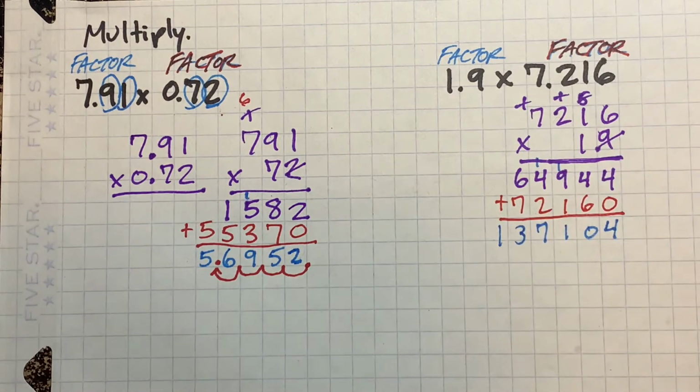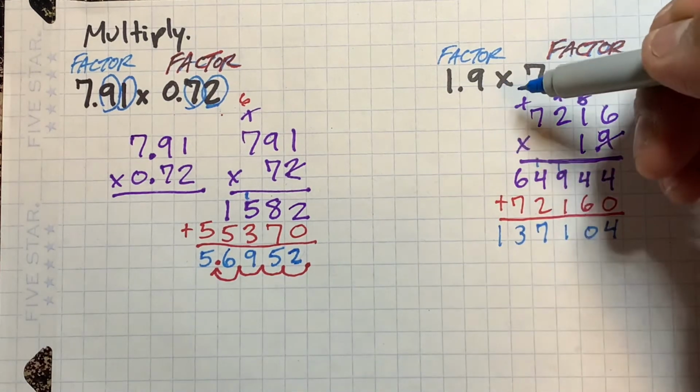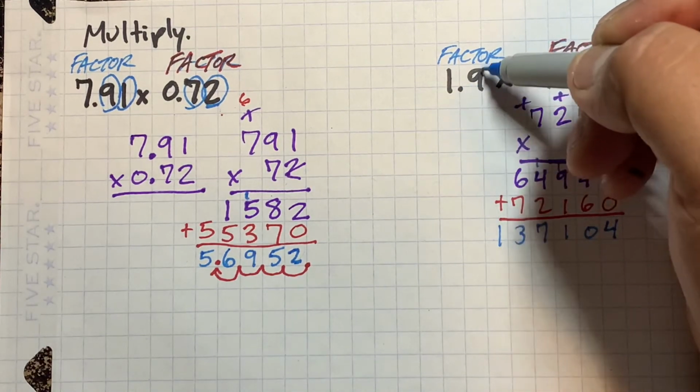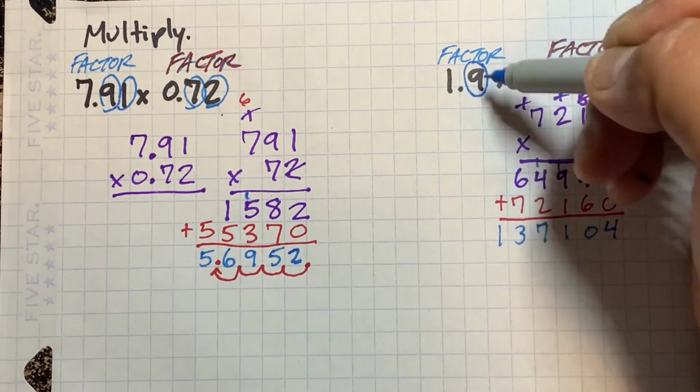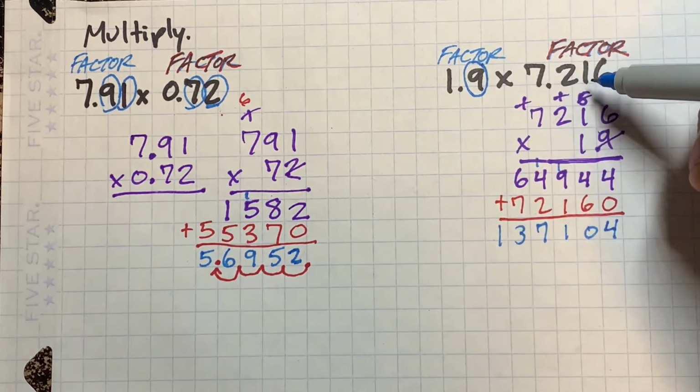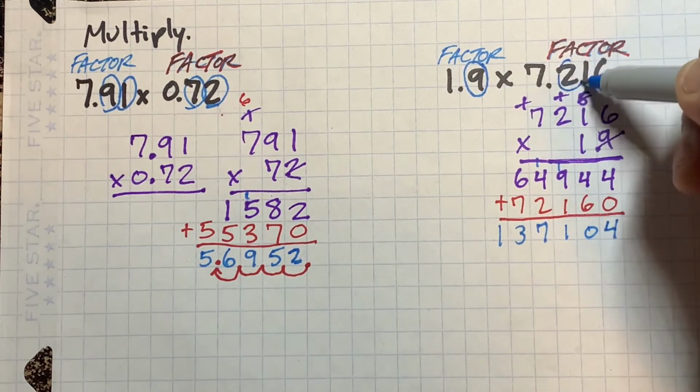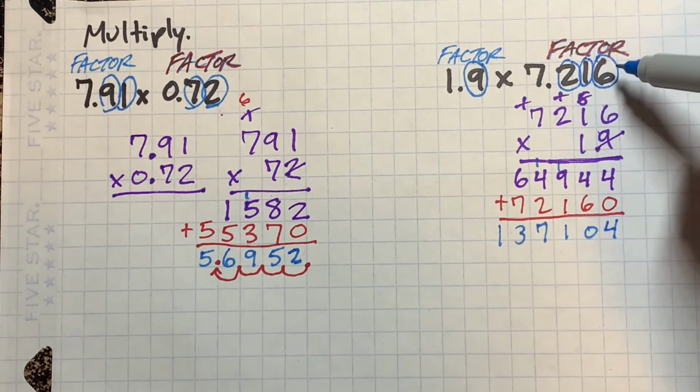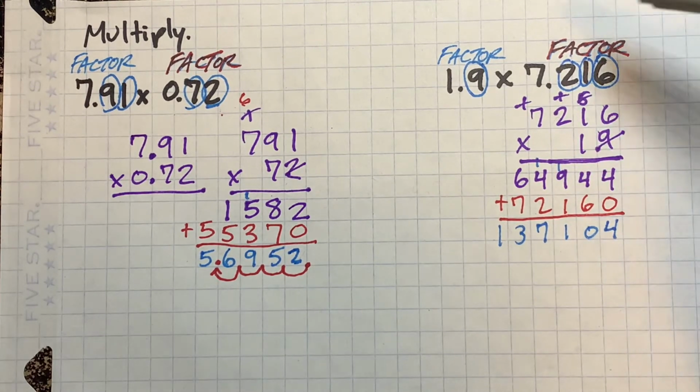So now from here, all you would have to do is count the number of digits to the right side of the decimal points. So in this case, in our first factor, we have 1 digit to the right of the decimal point. In the second factor, you have 1, 2, 3 digits to the right side of the decimal point. And then count them all up.